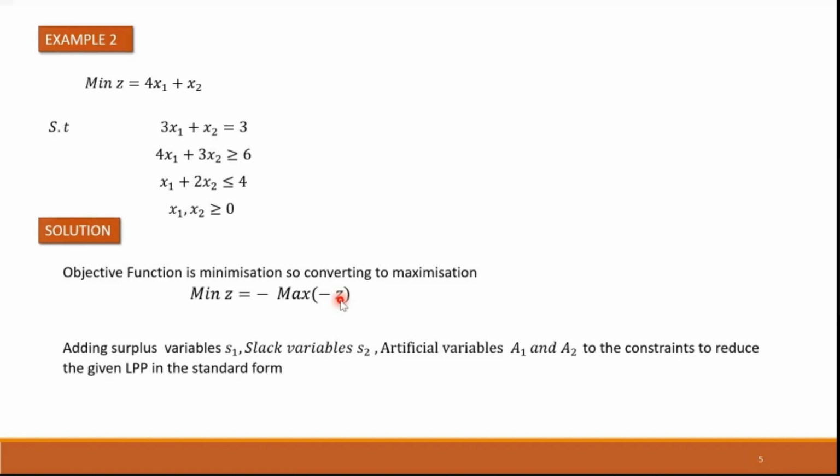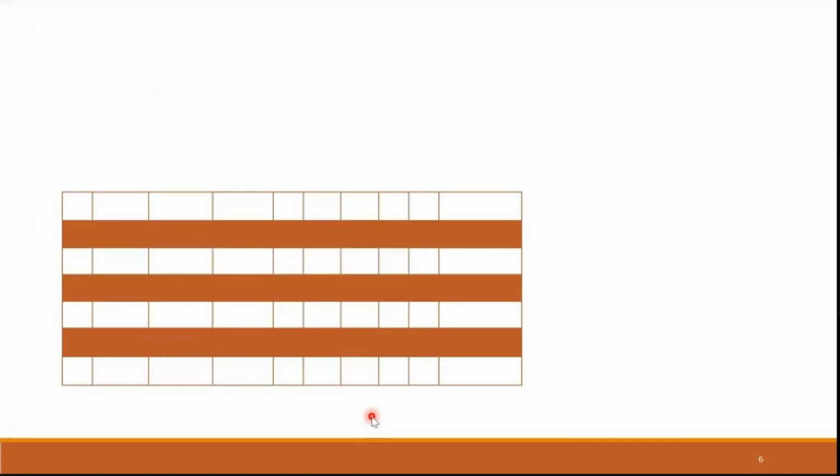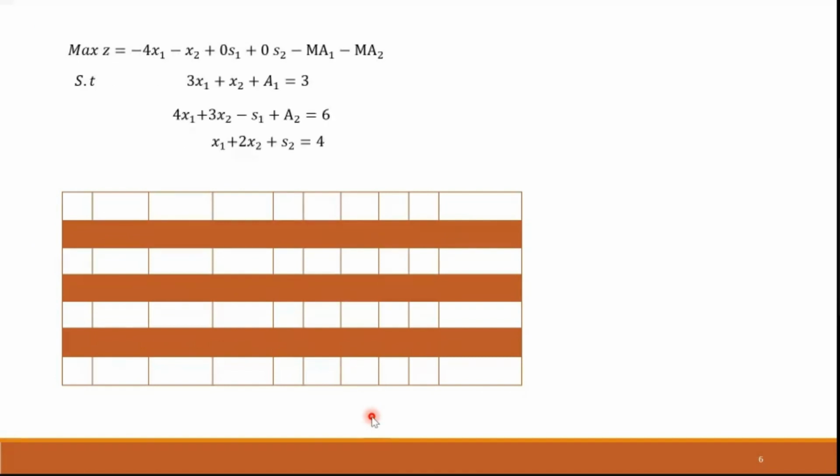So I'll rewrite the problem again. What I'm doing is, since we have an equality constraint, adding an artificial variable a1. तो यहाँ पे a1 add होगा, यहाँ पे surplus variable subtract होगा, उसके साथ a2 add हो जाएगा, यहाँ पे s2, that is the slack variable, and all the variables. So I'll just write the first these constraints.